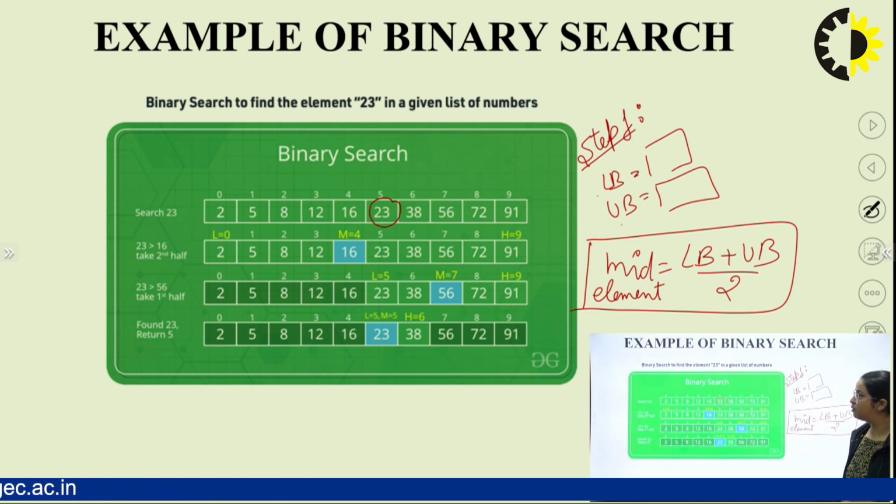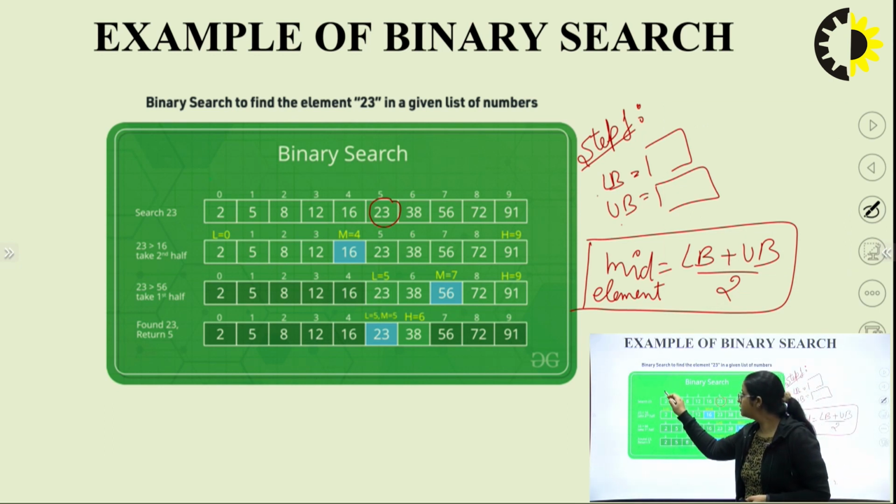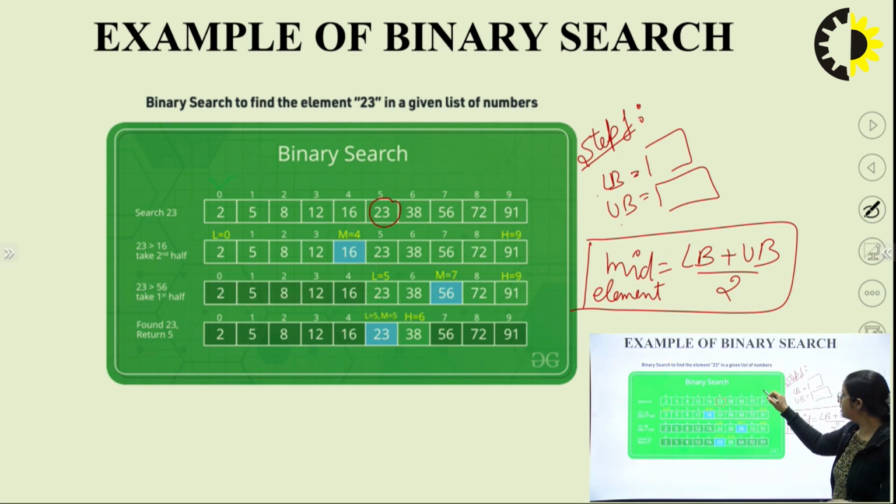So in this example, what is the lower bound here? Here the lower bound is 0 and the upper bound is 9. You can say the lower limit is 0 and the upper limit is 9. If you want to calculate the mid, put 0 plus 9 divided by 2, and you get 4.5. This is the mid element. Now one question arises: this is 4.5.